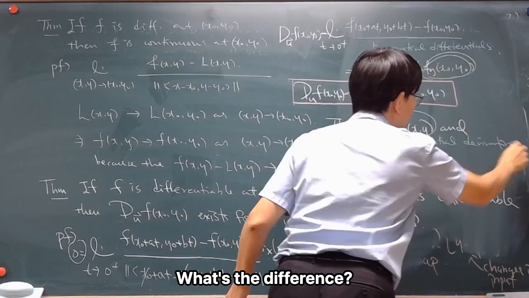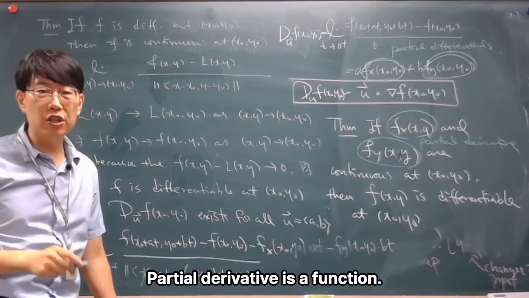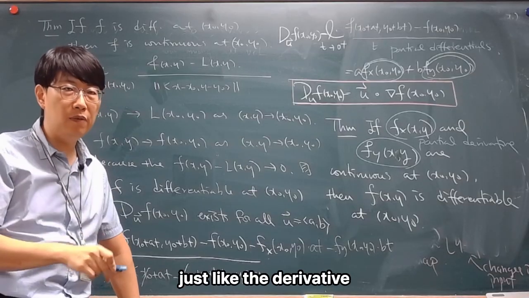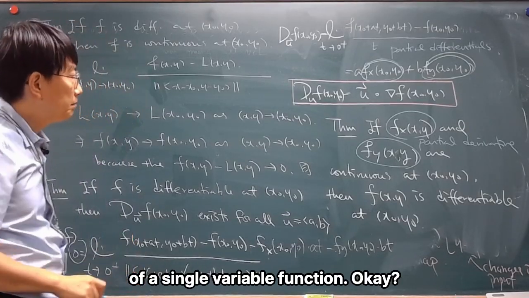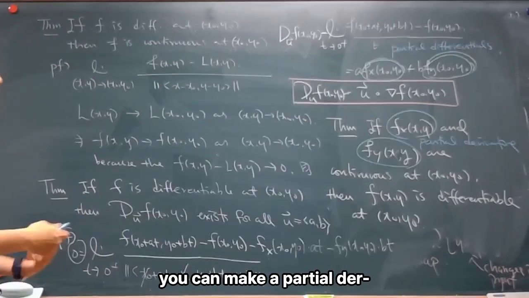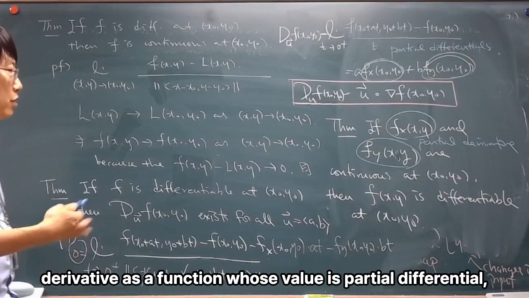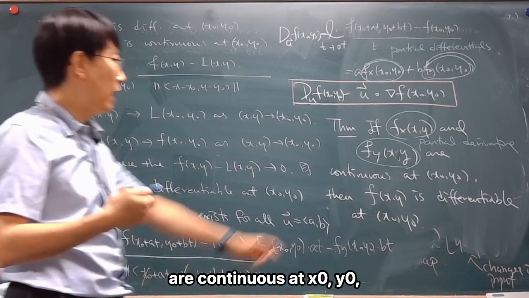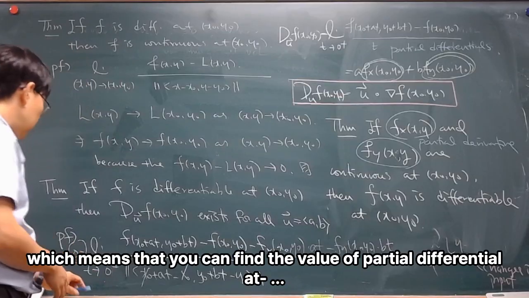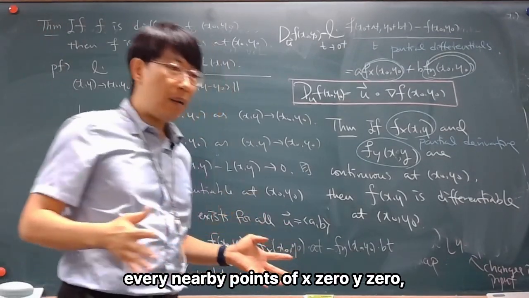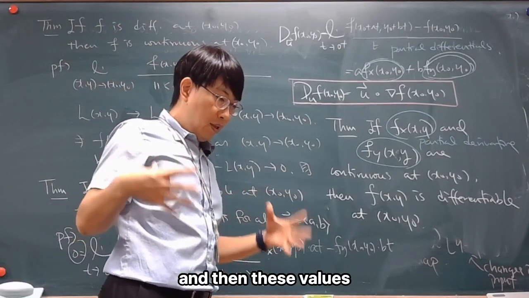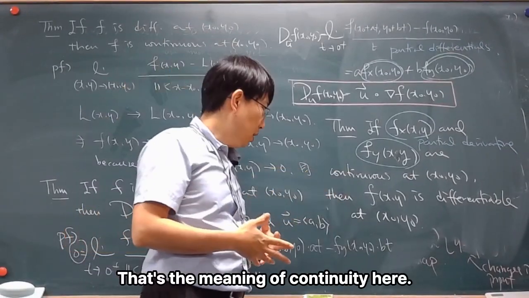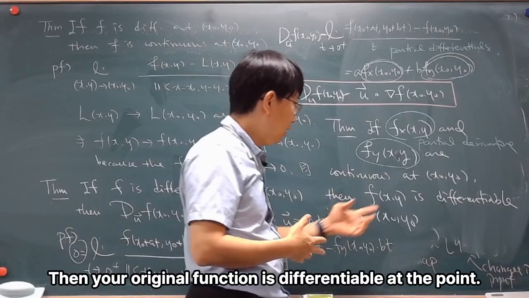What's the difference? The partial derivative is a function. It's a function that has a value as a partial differential, just like the derivative of a single variable function. So the theorem says you can make a partial derivative as a function whose value is the partial differential, and if you find that these two variable functions are continuous at (x0, y0), which means that you can find the value of the partial differential at every nearby point of (x0, y0), and these values are continuously changing around (x0, y0). That's the meaning of continuity here. Then your original function is differentiable at the point.